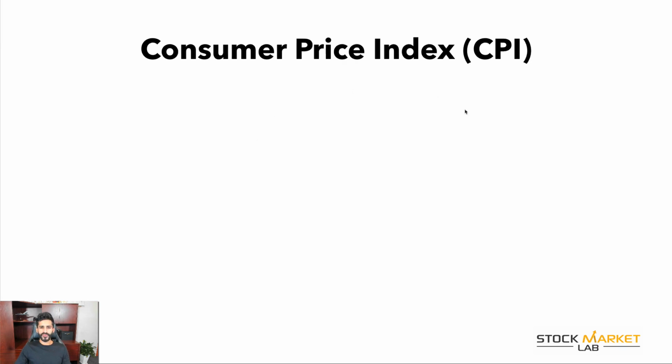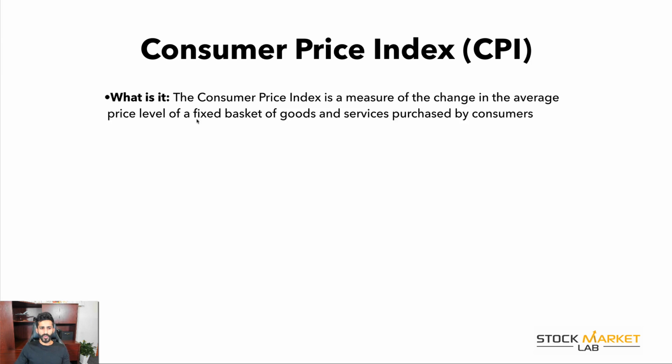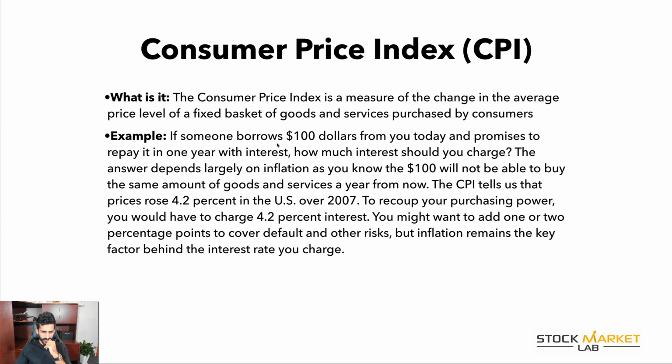So let's break down the first economic indicator. There's something called the consumer price index, known as CPI. You're going to be seeing this a lot. So what is it? The consumer price index is a measure of the change in the average price level of a fixed basket of goods and services purchased by consumers. So what does that mean?